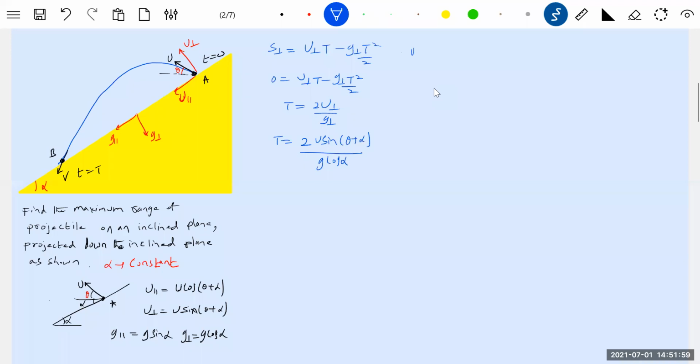That's equation 1. Then the range AB should become equal to u parallel t plus g parallel t square by 2. Only the sign changes a little bit here.